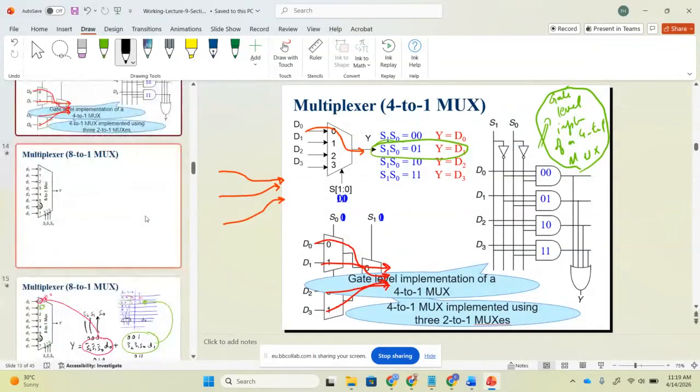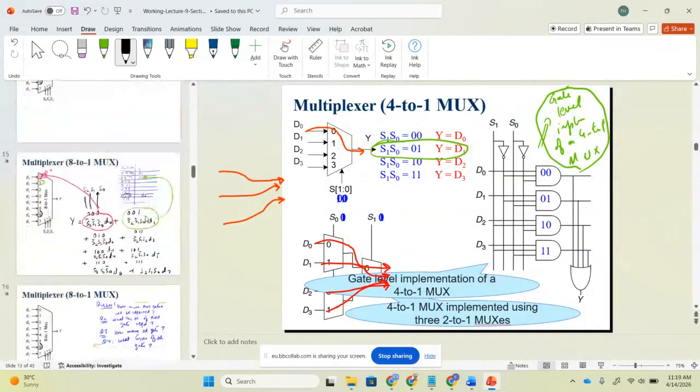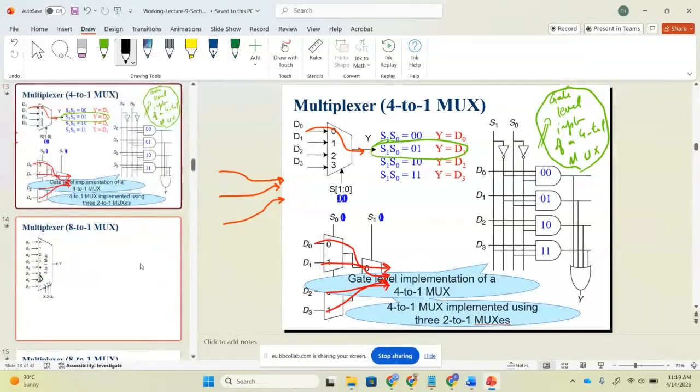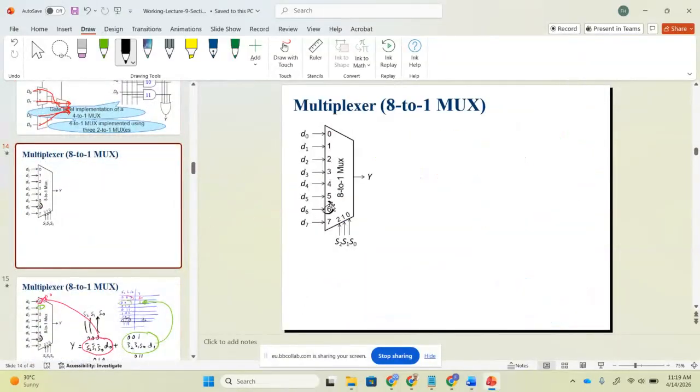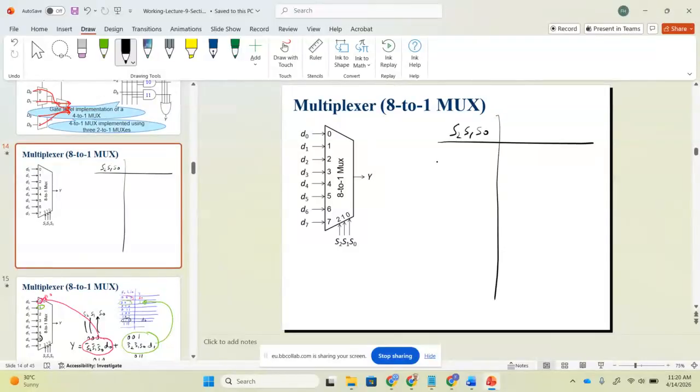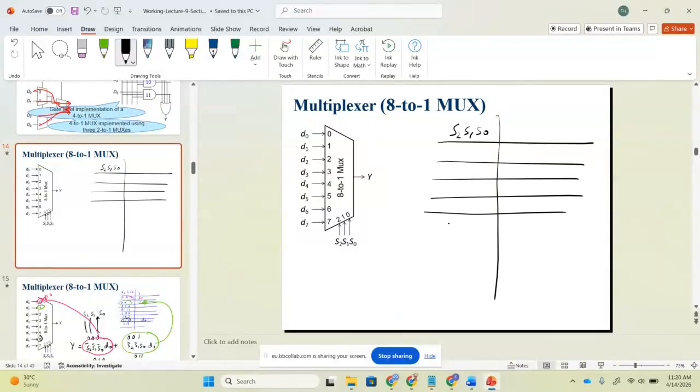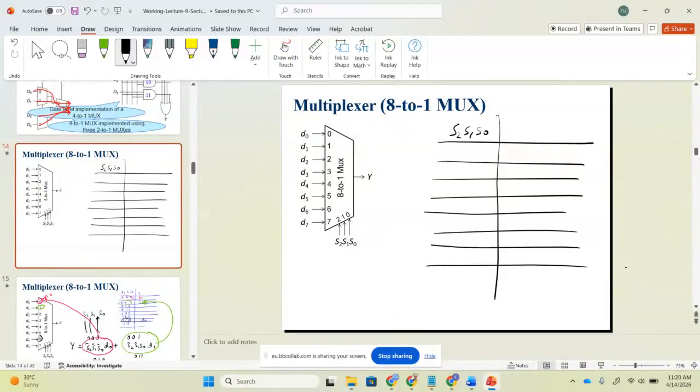Okay, so now let's assume we want to draw an 8 to 1 multiplexer. This is very important. How can we draw the reduced truth table of this 8 to 1 multiplexer? The reduced truth table will look like this. We will have S2, S1, and S0, and there will be a lot of combinations.